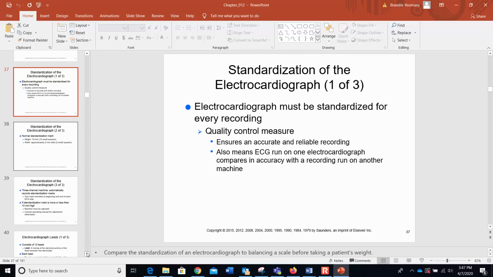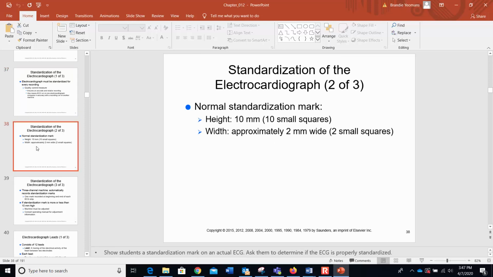The standardization of the EKG is really important. We have to do this for every recording because it is quality control, and quality control is a must. That's the way we know the instrumentation is properly functioning. Just like with any other piece of equipment, we have that with our ECG. It also means our ECG runs on one type of EKG paper, and the instrument is compared in accuracy by running it against another machine.